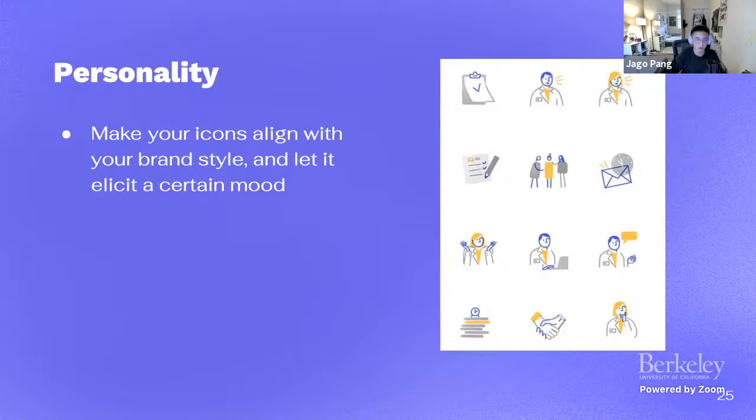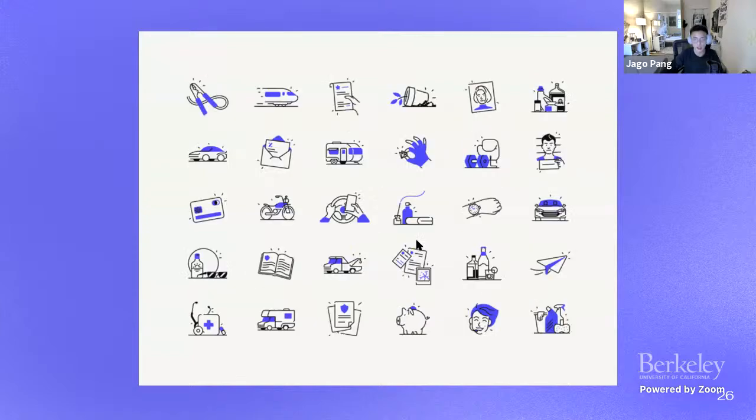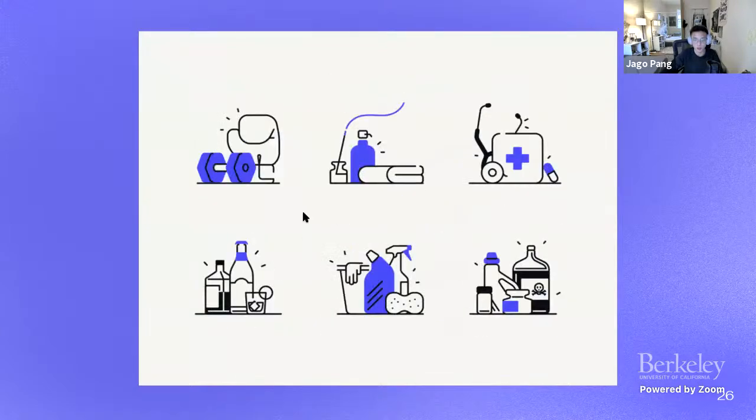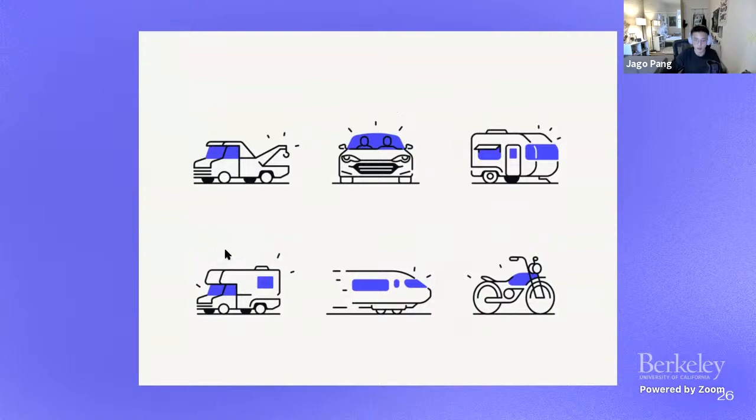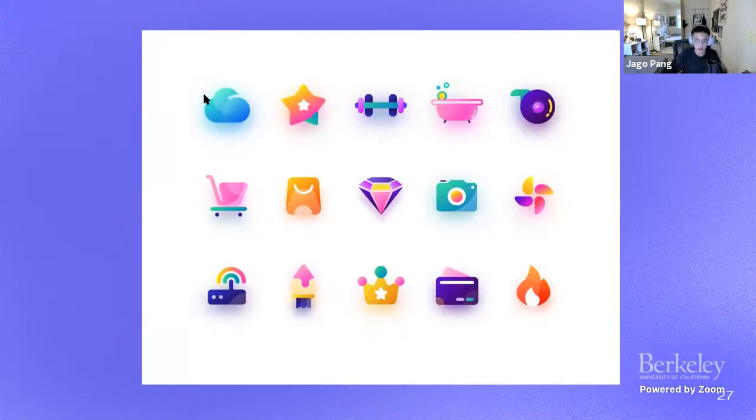Also, going on with consistency, you can add personality to your icons by aligning them with your brand. This set of icons uses colors, with both filled and line based illustration styles. Another example is this icon set, this is a GIF. They all use a very big blue filled accent, but the rest are black lines. There's another icon set that uses gradients, but within the same color scheme.